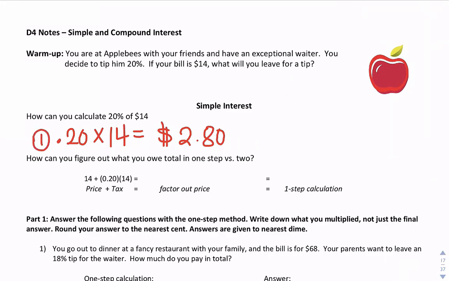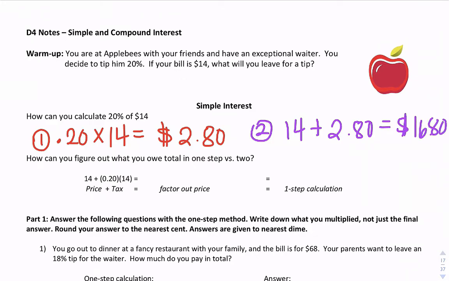And then to calculate the total amount, you would take your $14 that you owe, and you would add the $2.80 to that. And so total, your bill would be $16.80. Okay, so there's one way to do simple interest. You calculate 20% of the total and then add it to the total.